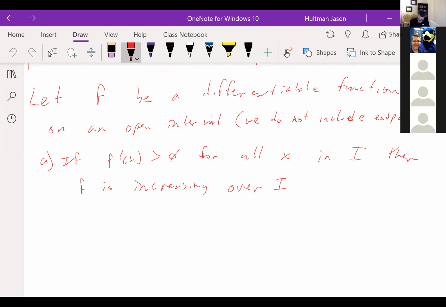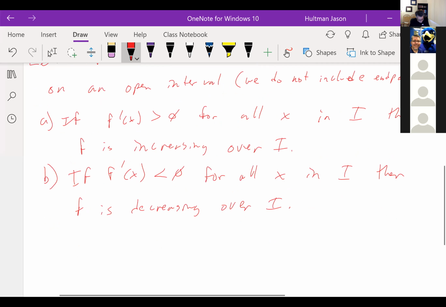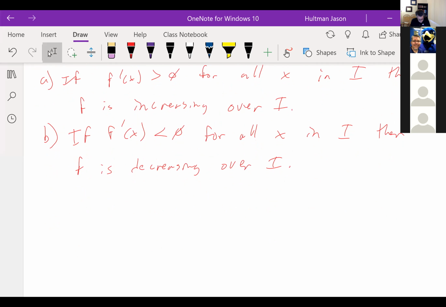So B is a similar statement, the complement of this. If f prime of x is less than 0, it means the derivative is negative, for all x in I, then f is decreasing over I. It's decreasing over I. Okay, a critical value.